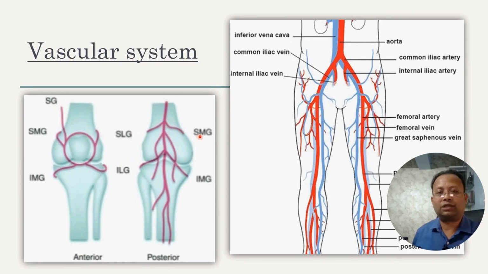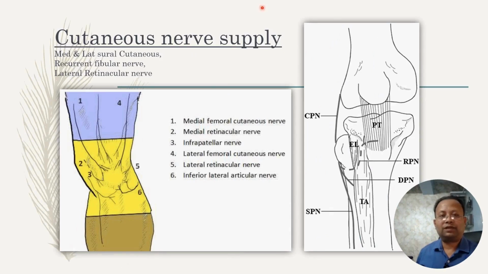So vascular structures also are associated with the genicular nerves. Each genicular nerve has a small vessel associated with its course. As far as cutaneous nerve supply is concerned, it supplies the skin around the knee. Then there are many small cutaneous nerves.